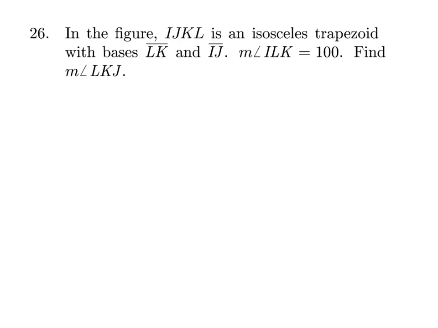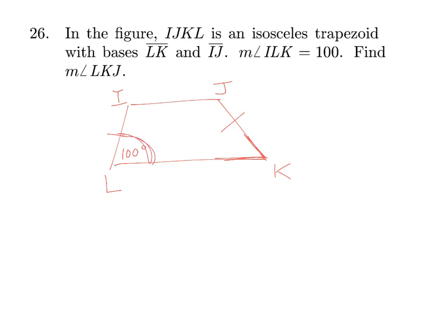All right, in the figure, IJKL is an isosceles trapezoid with bases, all right, ILK. This angle here is 100 degrees. It's an isosceles trapezoid. Find angle LKJ. Okay, well, it's an isosceles trapezoid, so the base angles are congruent. Measurement of angle LKJ is simply 100 degrees. Done.